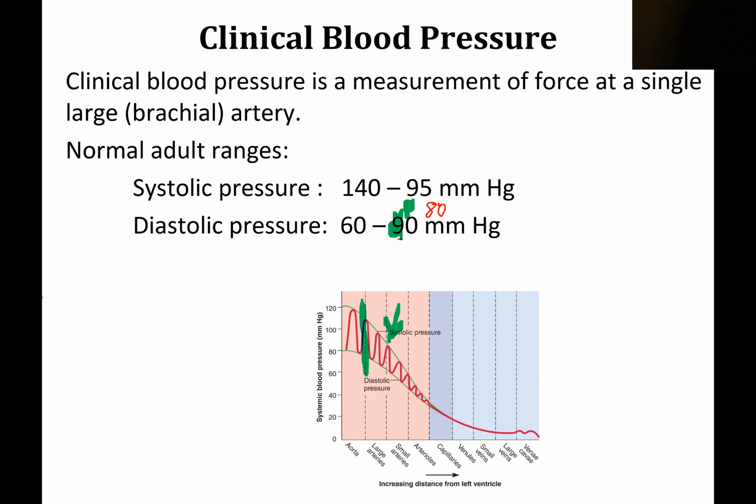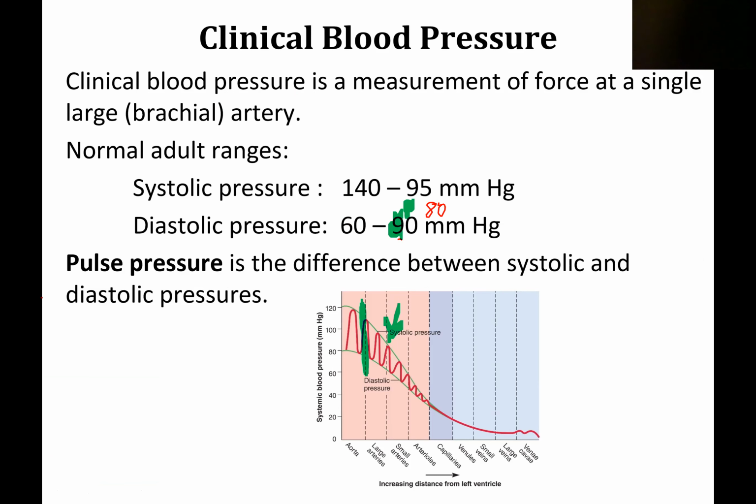Now, it's written as a fraction. So you also have to take into consideration the difference between the two. The average of both ranges is that 120 over 80. You have a pulse pressure of 40 millimeters of mercury. Again, numbers don't mean anything if you don't have the unit of measure.